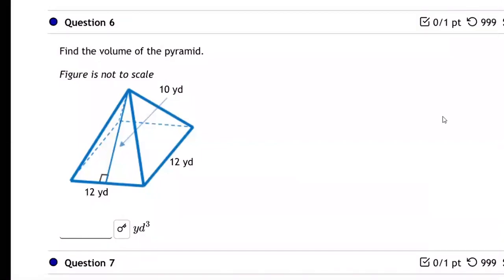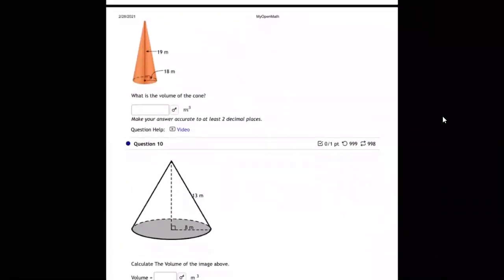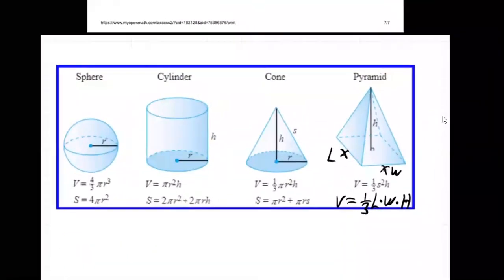Okay, so number 6 here, this is a pyramid. They want us to find the volume of the pyramid. Okay, so how are we going to find the volume of the pyramid? Well, let's go to the exam 3 notes. If you go to the exam 3 notes, there it is.